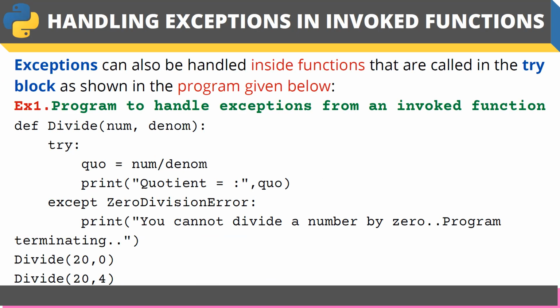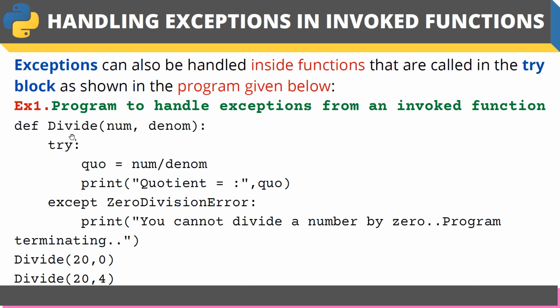Now, how to handle exceptions in invoked functions? Exceptions can also be handled inside functions that are called in the try block, as shown in the program given below. Now see this program to handle exceptions from an invoked function.